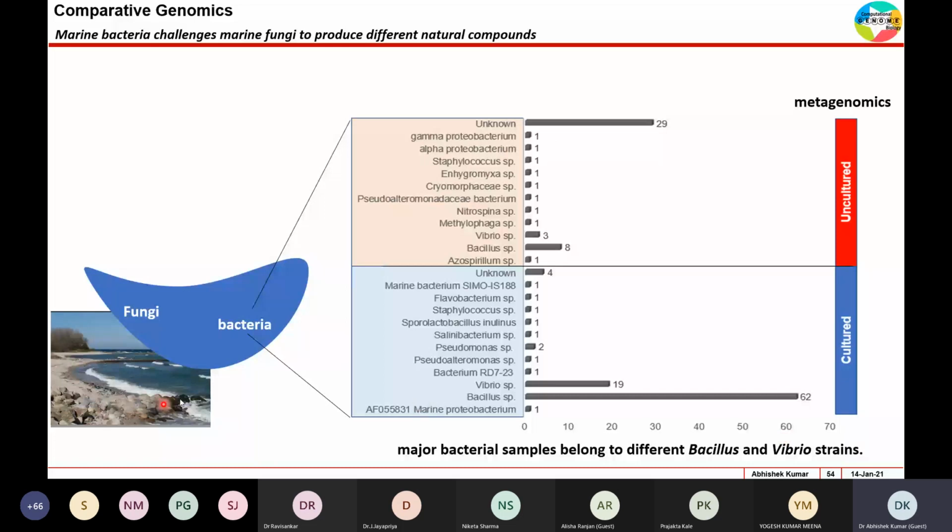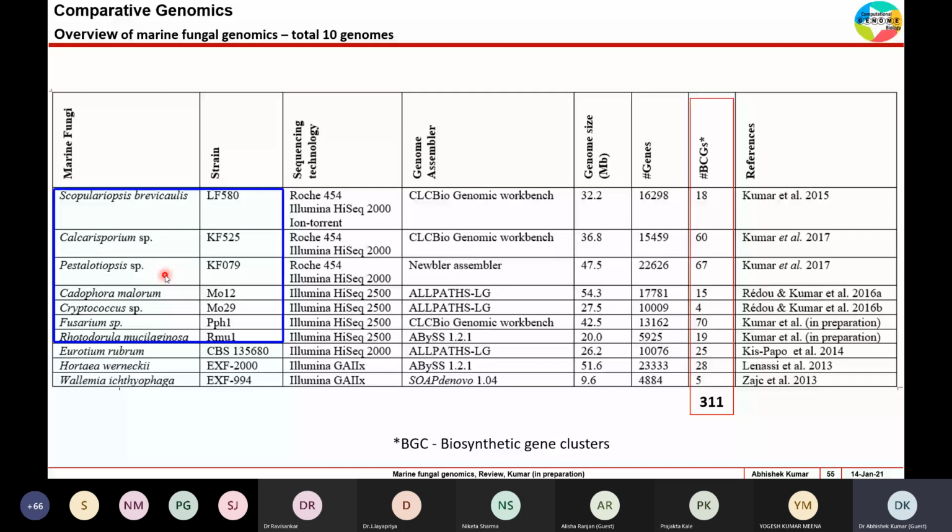And then we started challenging our bacteria, and we saw different expression profiles of these clusters. And I'm not going into much detail of that because there is a lot of biotechnology involved there, and a lot of other people have participated in the characterization. So what we did was we combined several fungi and biosynthetic gene clusters, and we could identify overall, say, 10 organisms, 311 biosynthetic gene clusters.